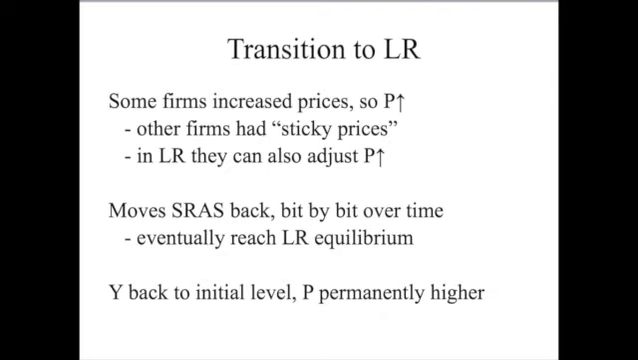So at this point, we're in a short run equilibrium, but we know we need to eventually get to a long run equilibrium. So how are we going to transition? We saw that in this inflationary gap, some firms have increased prices. The price level has increased.